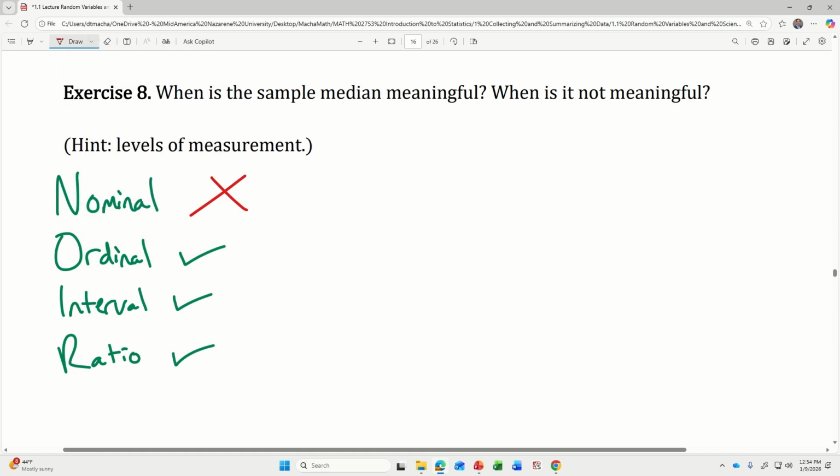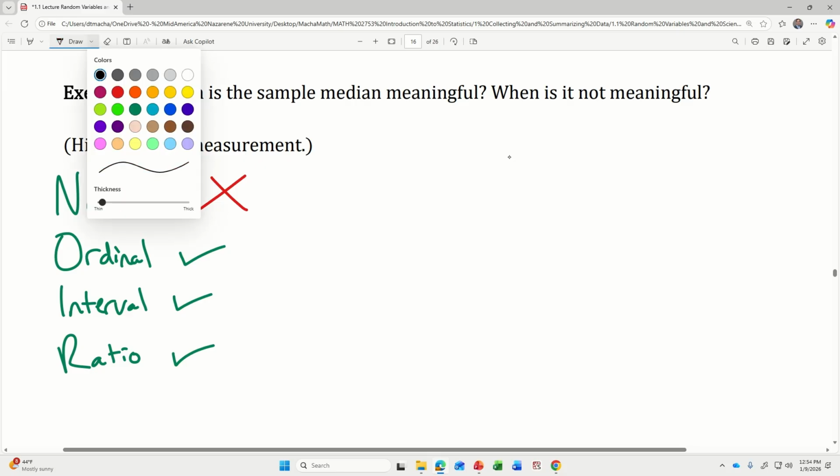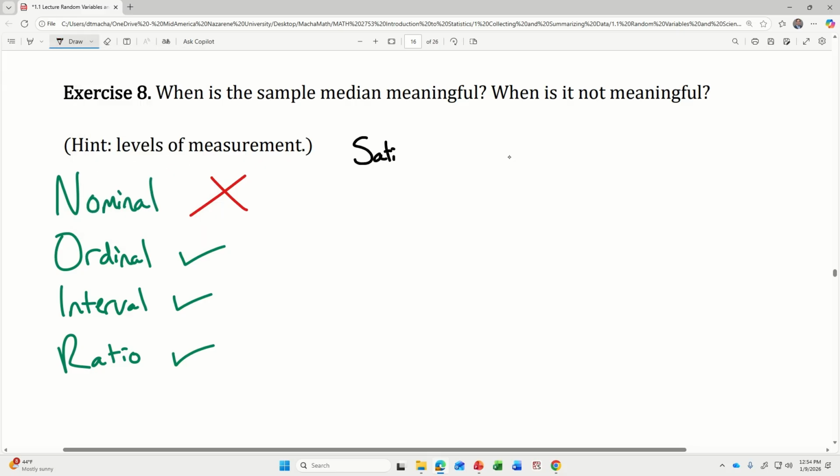Why is there a meaningful sample median in ordinal? It's a good question. Because it's not a number, and it doesn't necessarily, especially in a survey like the one with satisfied and very satisfied, you can look at that anyways. So why would it be meaningful? Does that make sense? Yes, it is a really good question.